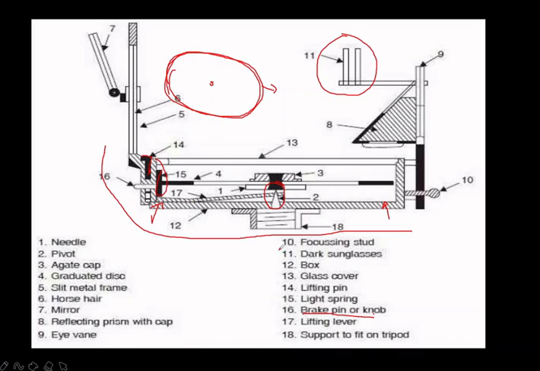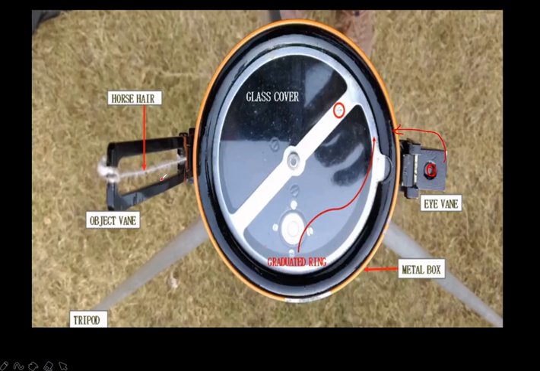Next, 17 is the lifting lever. Whenever the eye vane is closed like this, you will get to know when you use it practically in your hand. Whenever it is closed, this lifting lever will pull the graduated ring towards the glass so that the pivot doesn't get damaged. So without damaging the pivot needle and also the magnetic needle, this graduated ring will touch the glass cover whenever this is closed, and that lifting pin will push this graduated ring to touch the glass so that the pivot does not get damaged.